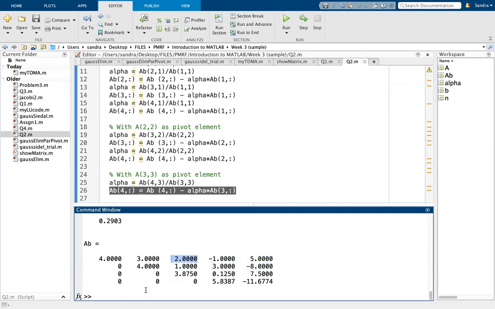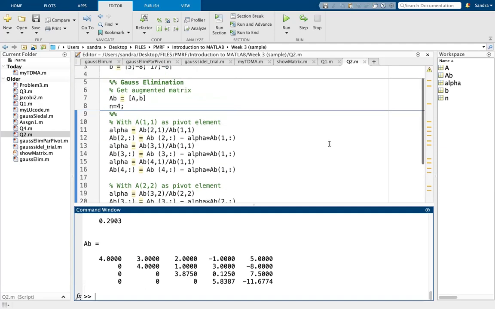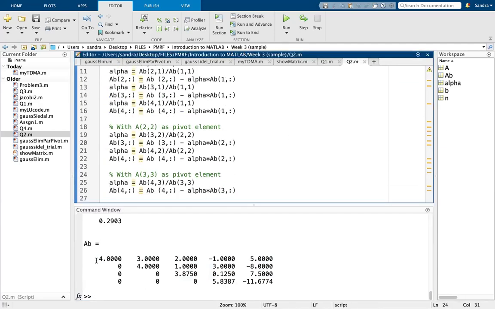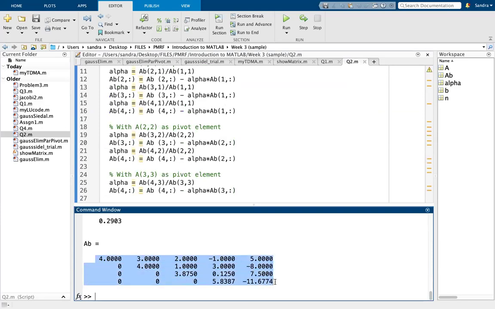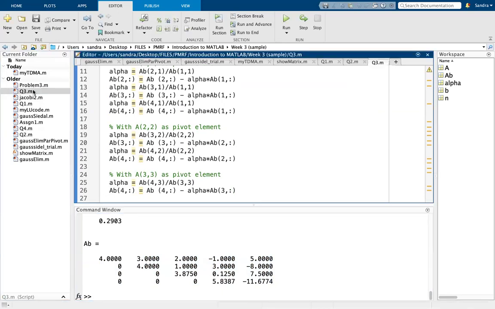That was a question. If I want to find the solution, you have to do the back substitution. That part I have not done because the question has asked you the entries of the augmented matrix. Okay. Now going to the third part.